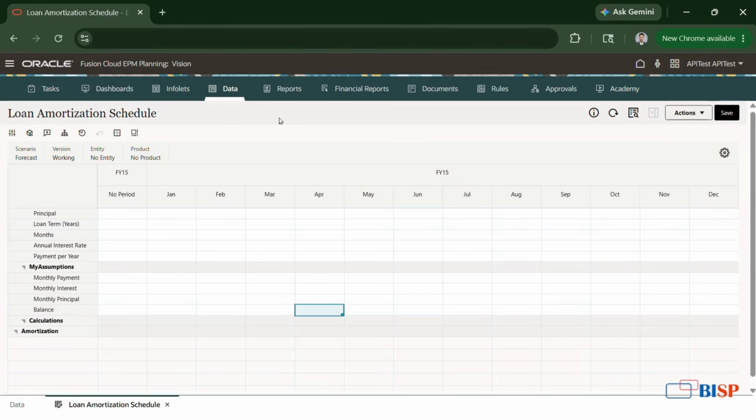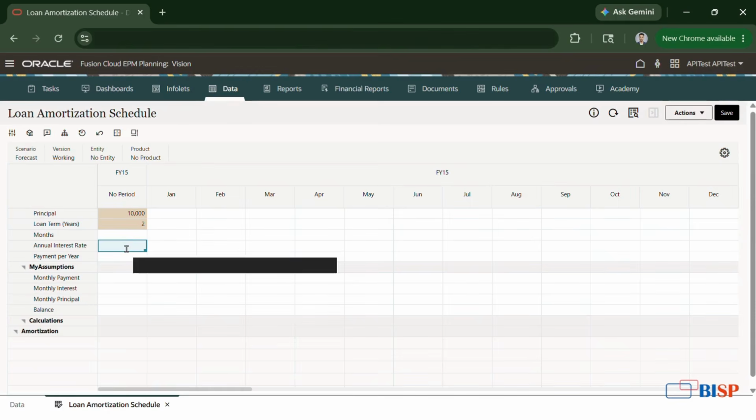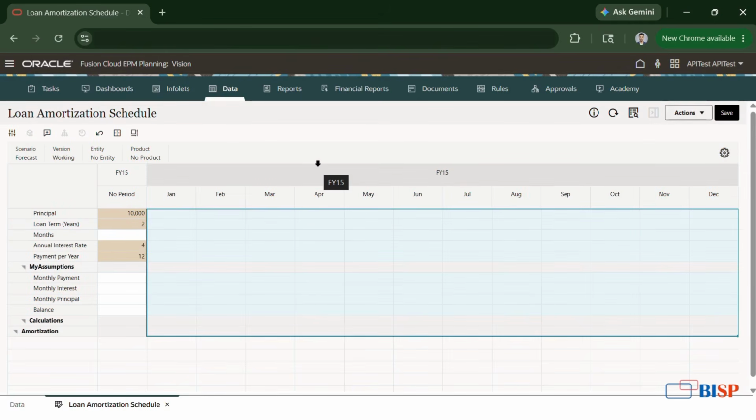Now, let's test the solution from an end user perspective. Instead of calculating anything manually, the planner simply enters the loan assumptions into the data form. We'll enter the principal amount as $10,000. Loan term is 2 years. The annual interest rate is 4%, and the number of payments per year is 12. As soon as the assumptions are entered, we save the form.